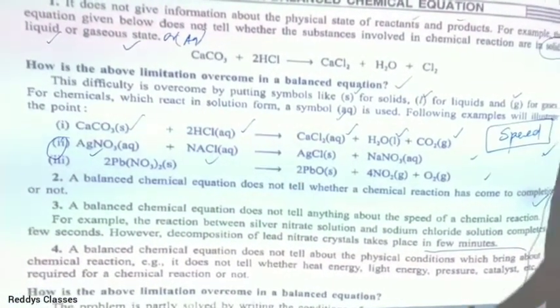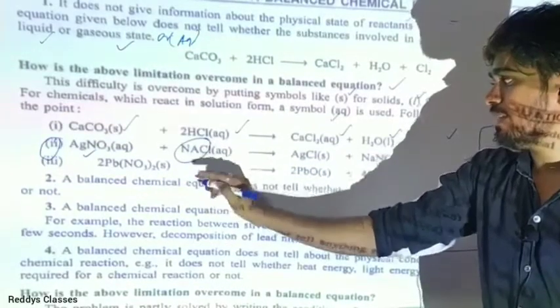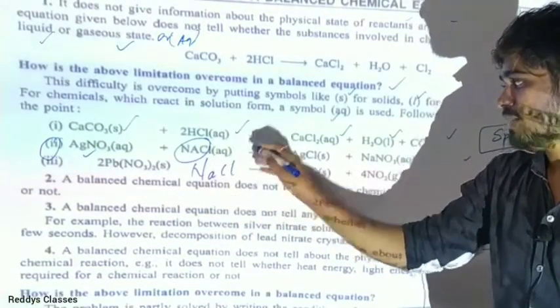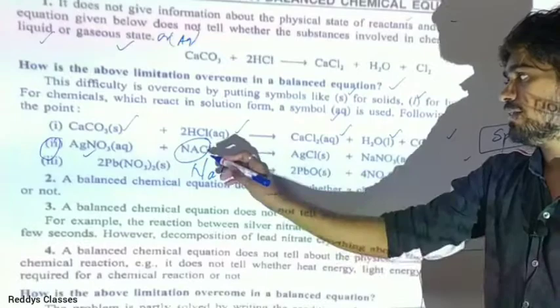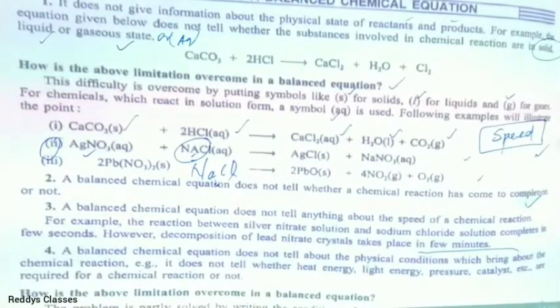Let me make sure that this is NaCl. It is written as NaCl. There is a mistake here. You have to write this as this one. Clear?